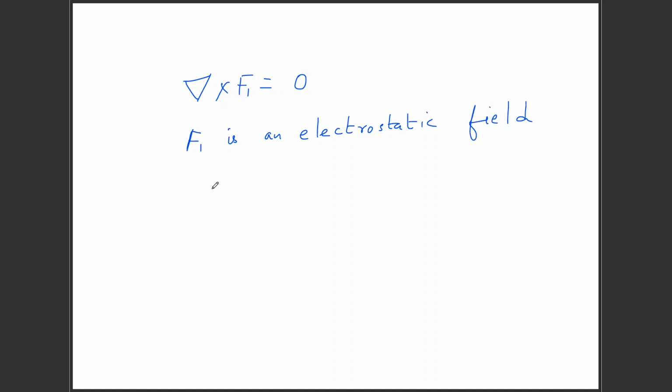So del cross F1 is equal to 0. That means F1 is an electrostatic field. Now let us see what is F2, del cross F2.